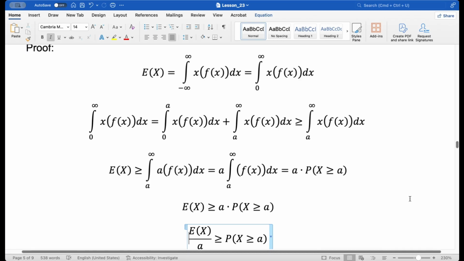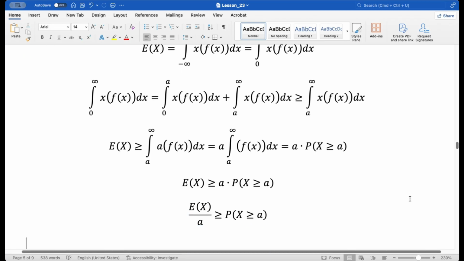Divide out by a, we know it's greater than 0. It's not 0. We get what we wanted to show. The expected value of x over a is greater than or equal to the probability of x greater than or equal to a. So the probability that x is greater than or equal to a is less than or equal to E of x over a.